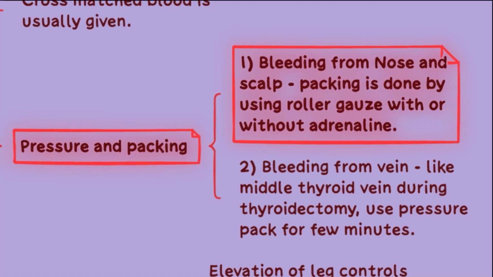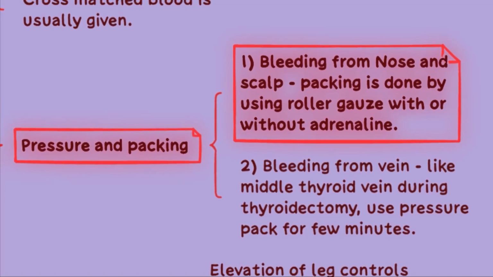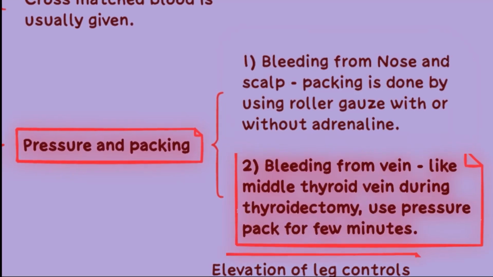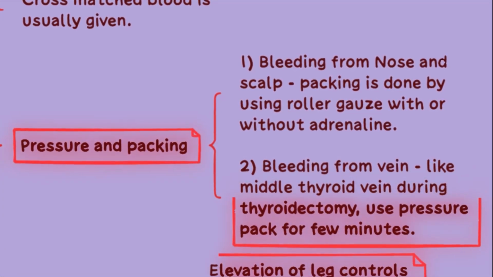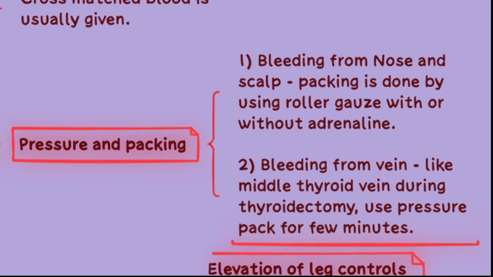In case of bleeding from the nose and scalp, packing can be applied using roller gauze, sometimes with the addition of adrenaline to help control the bleeding. Pressure packing can also be used for veins such as the middle thyroid vein during thyroidectomy to apply direct pressure and stop bleeding.